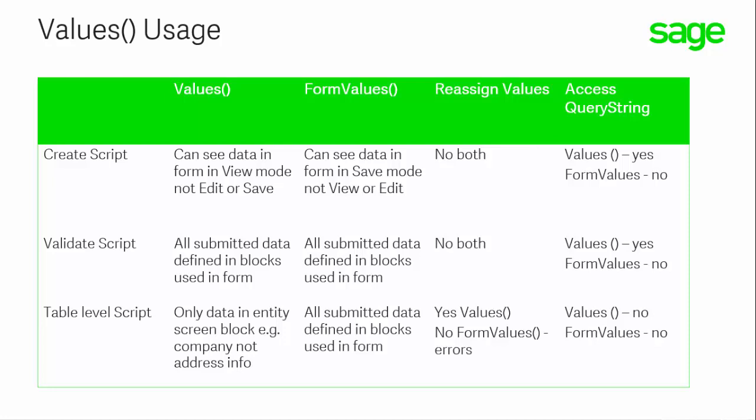The form values collection, however, allows access to the data from within the whole of the HTML form being submitted. That means when you're dealing with a screen like the new company screen, when you're actually inserting data into several tables, company, person, and address, you can access any of the submitted data by using form values. It doesn't matter if you're writing the script as an entity level script on the company, you can still get hold of the address information using form values.